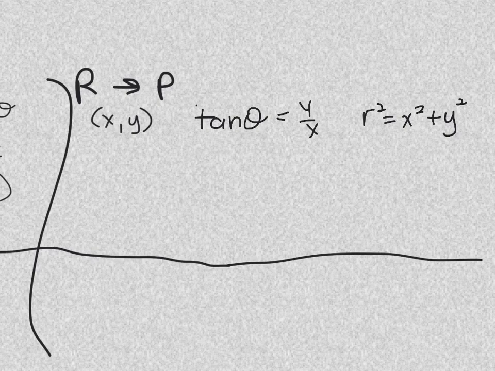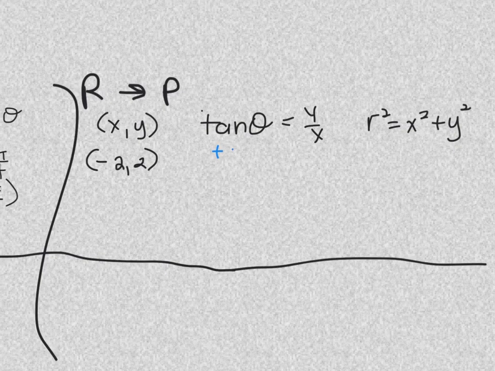So if I gave you the coordinate point of, let's say, negative 2, 3. Oh, actually, no, let me give you one that's on your unit circle first. Let's say negative 2, 2. Then I would say the tangent of theta equals 2 over negative 2, which is negative 1.